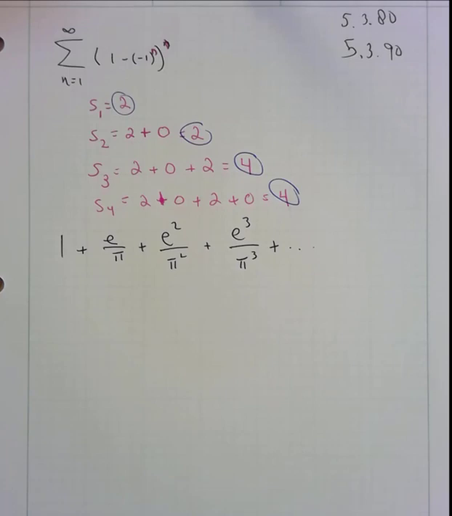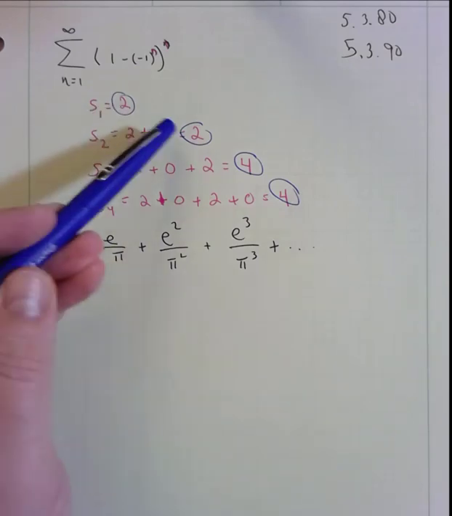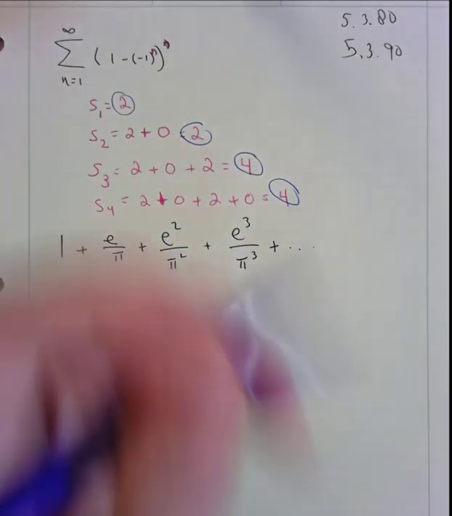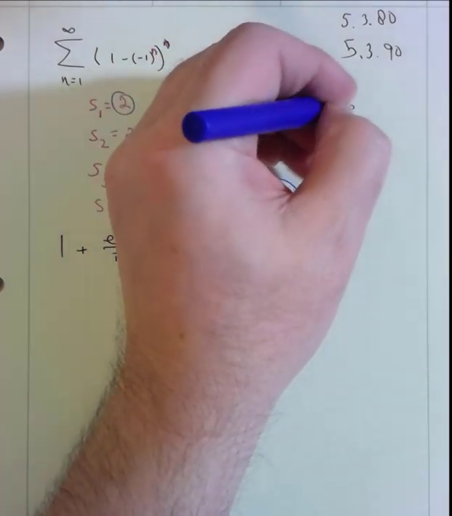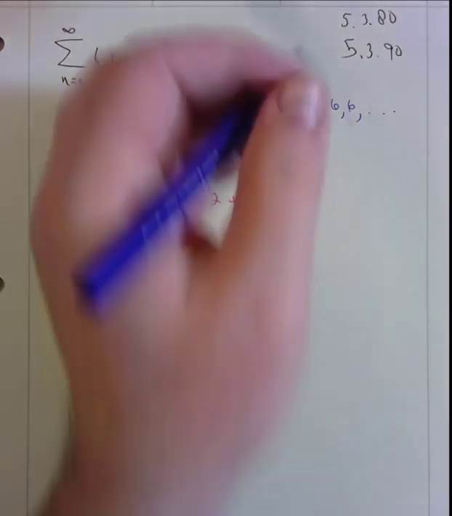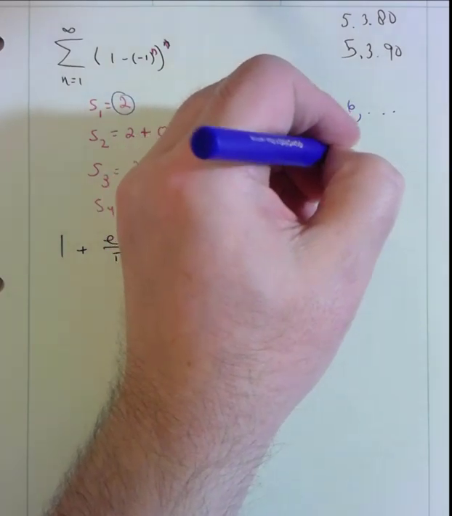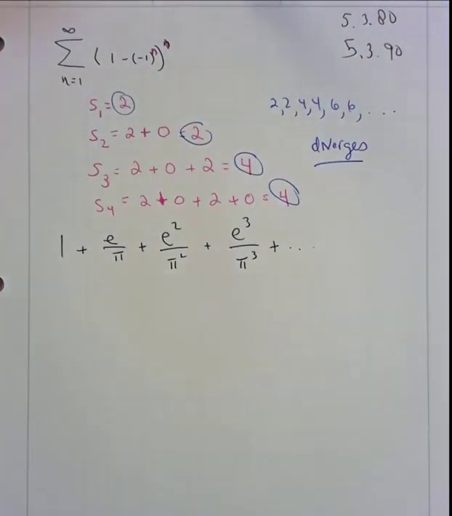And the convergence or divergence of the series is dictated by the convergence or divergence of that sequence of partial sums. You can see that this sequence, 2, 2, 4, 4, diverges. It'll be 6, 6 next. This diverges. So since the sequence of partial sums diverges, then the whole series diverges.